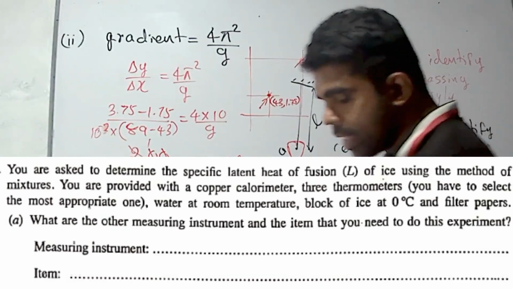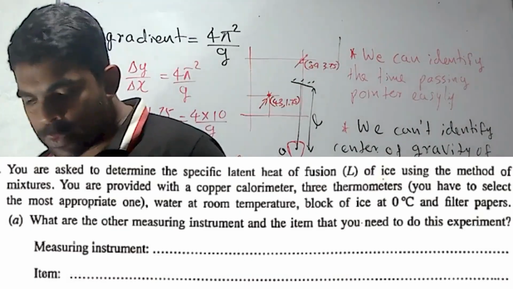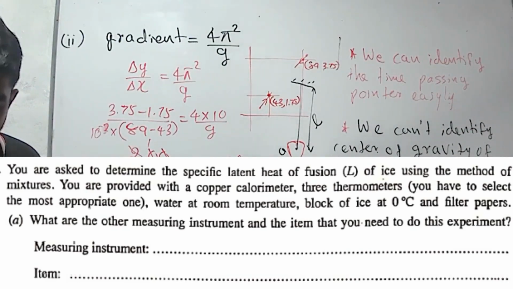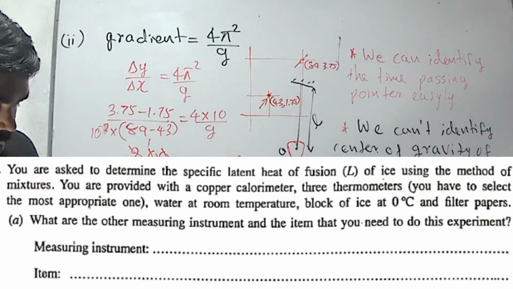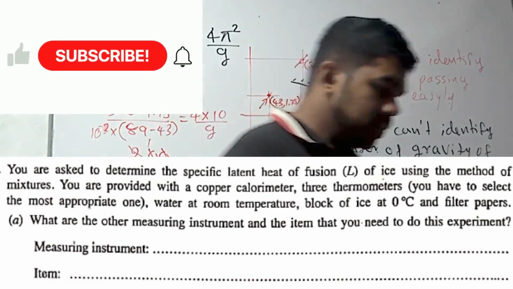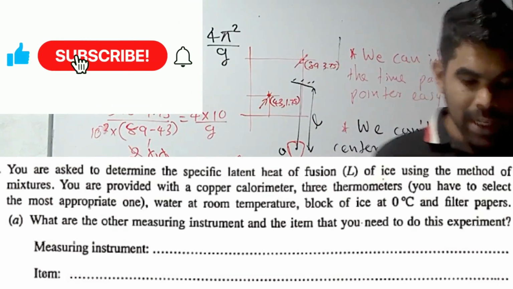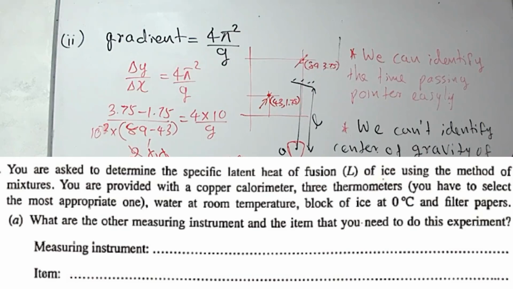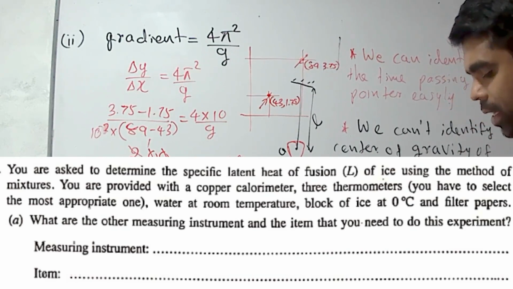You are asked to determine the specific latent heat of fusion L of ice using the method of mixture. You are provided with the copper calorimeter, 3 thermometers. You have to select the most appropriate one. Water at room temperature, block of ice at 0 degrees, and filter paper.